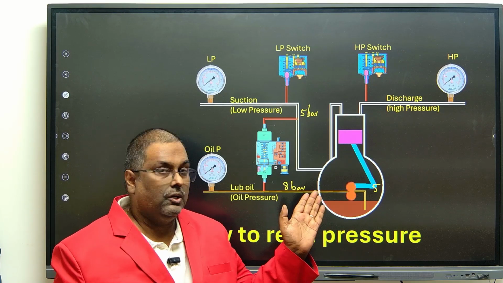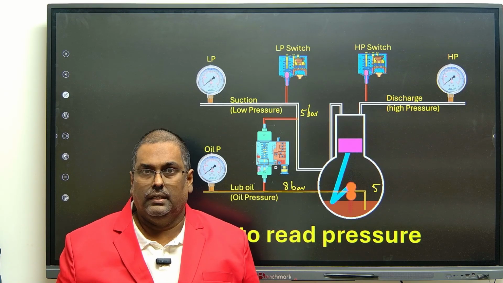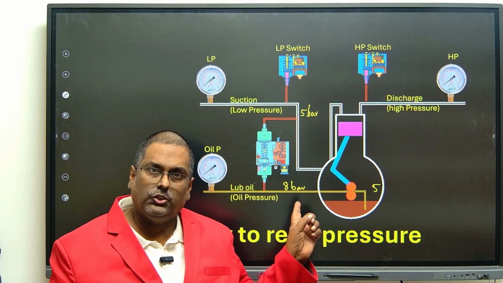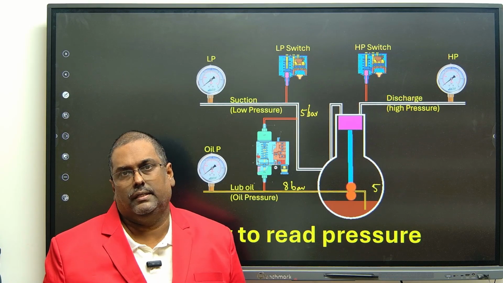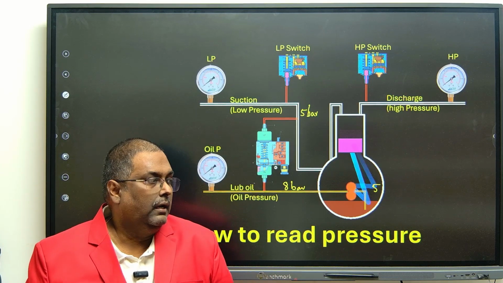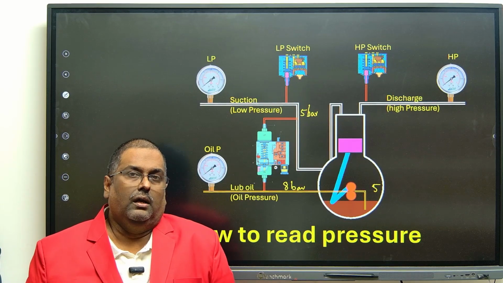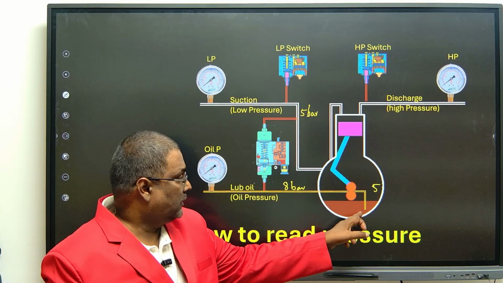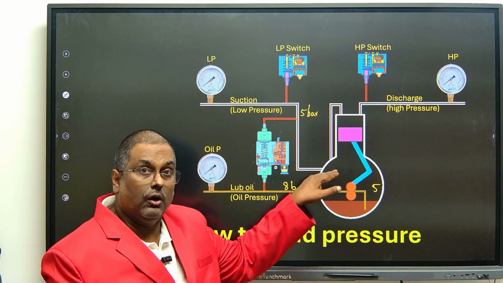Then when the pressure drops below 1 bar, the compressor will stop, and it is also a manual reset. It will not reset on its own, so you have to come there and find out why the oil pressure dropped. Maybe the suction filter is choked, or there is no oil in it.